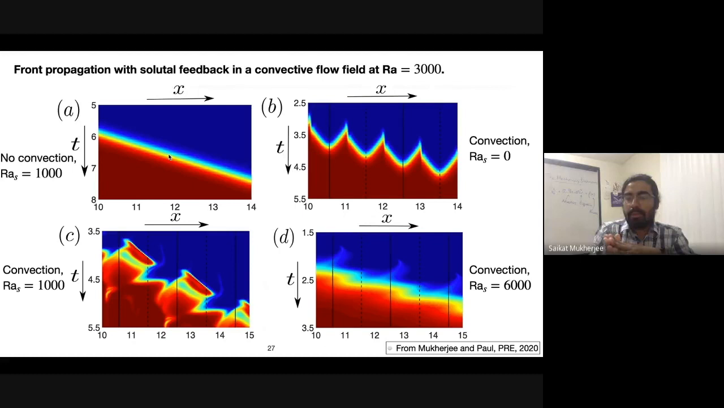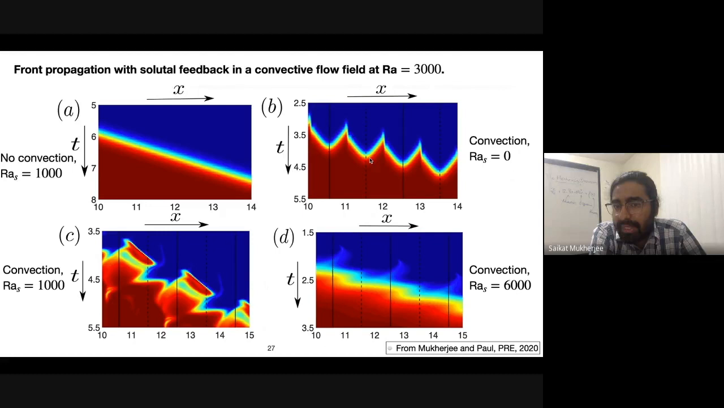Now when there is thermal convection but no solutal feedback, we see this repeating periodic structure here. The solid lines are clockwise rotating convection rolls, and the dashed lines are anti-clockwise rotating convection rolls, pre-existing before the front. So here again, in the space-time plot, we see that there is a structure, a repeating structure to be precise.